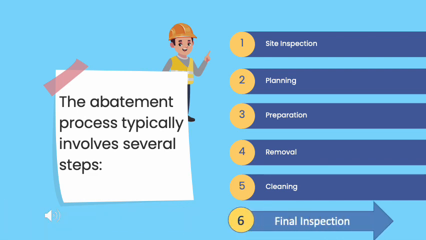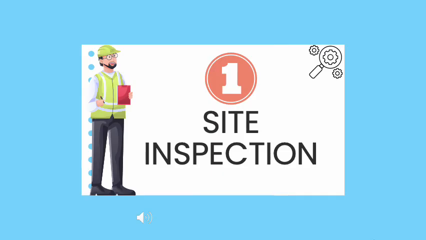Final inspection. A final inspection is carried out to ensure that all ACMs have been properly removed or encapsulated, and that the area is safe for reoccupancy. The inspection may involve visual inspection and testing to confirm that all ACMs have been properly removed. Let's look at the first step, site inspection, in more detail.